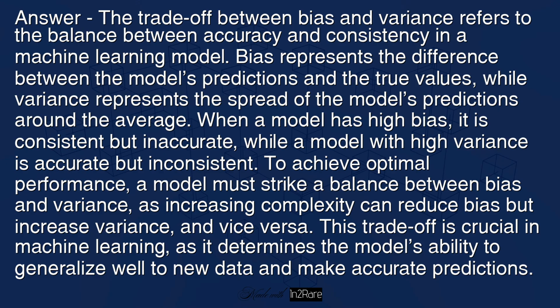To achieve optimal performance, a model must strike a balance between bias and variance, as increasing complexity can reduce bias but increase variance, and vice versa. This trade-off is crucial in machine learning, as it determines the model's ability to generalize well to new data and make accurate predictions.